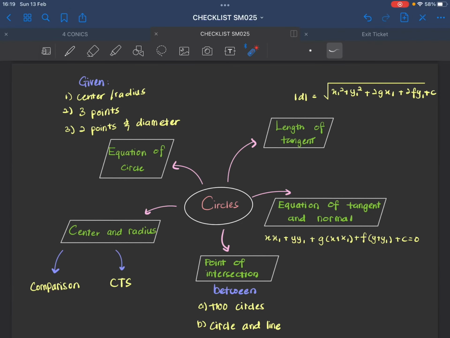Okay, so now let's see the last part for circles, which is we are going to find the length of tangent. So here is the formula for finding the length of tangent. By now, you should already know how to find all these 4 parts of circles. Okay, so what is the length of tangent?